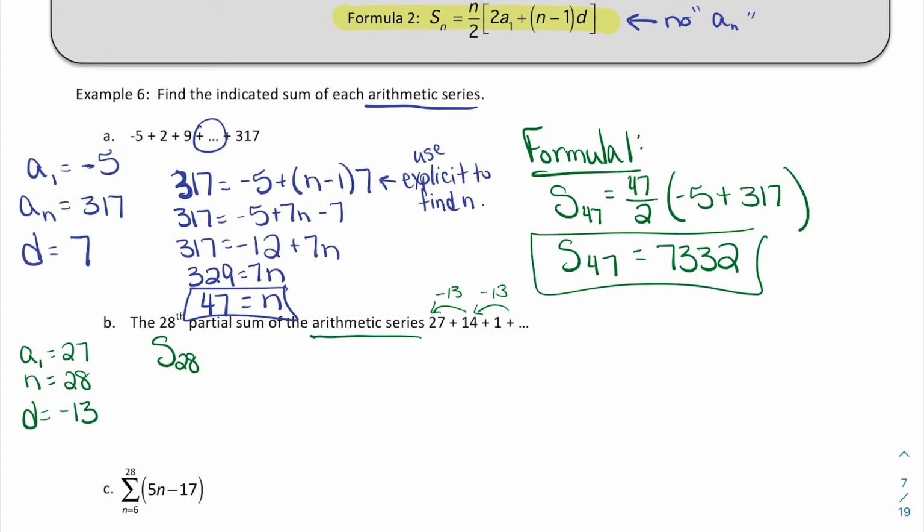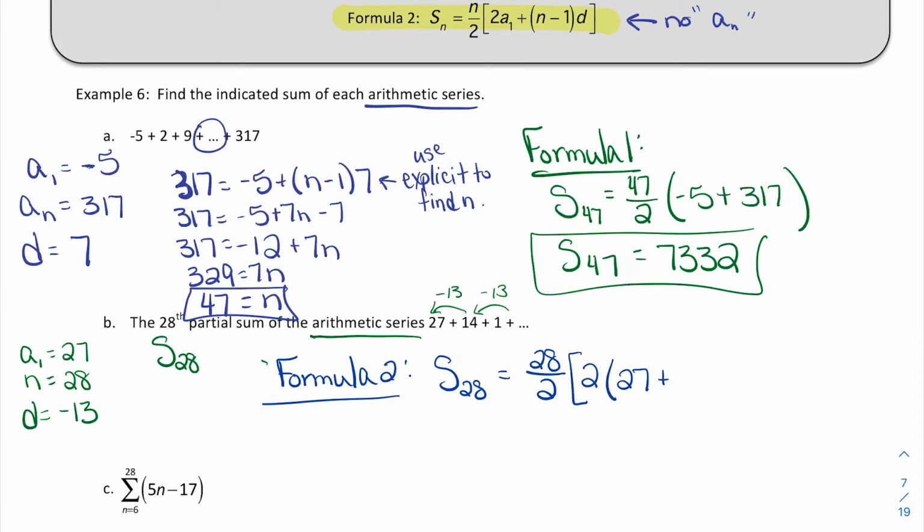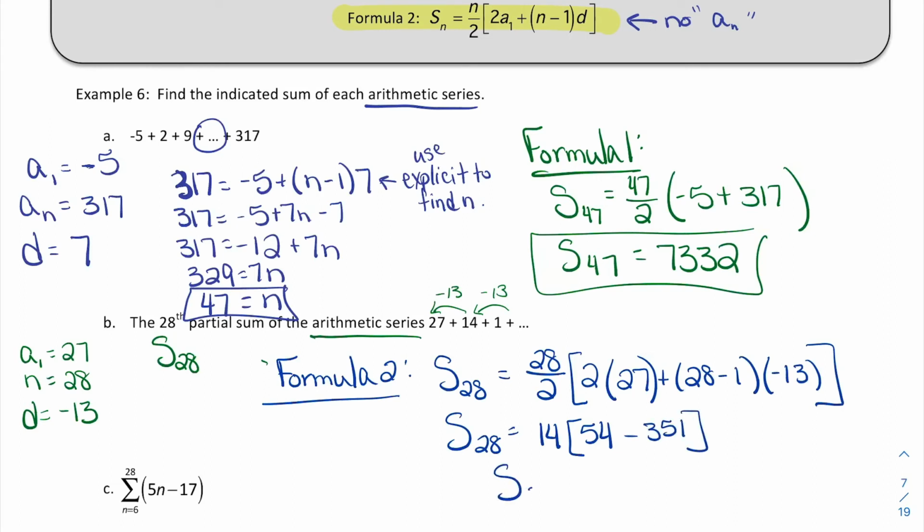Okay, so we actually have a sub 1, n, and d. So we're going to use formula 2. And actually, we'll just do this one way. Using formula 2, S sub 28 is going to be 28 divided by 2, and then 2 times 27 plus 28 minus 1 times negative 13, and you might want to simplify that down just a little bit before you go to your calculator. You would get 14, and then on the inside you would have 54 minus 351, and that's going to give you negative 4,158 when you add those together.